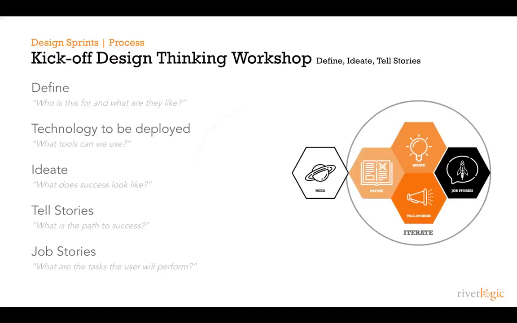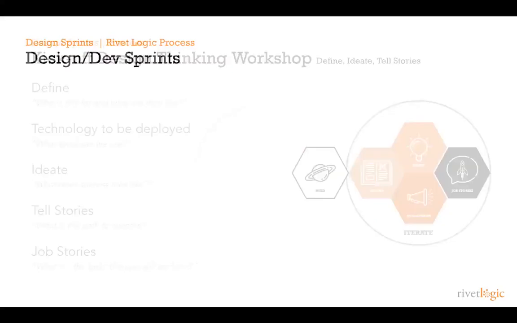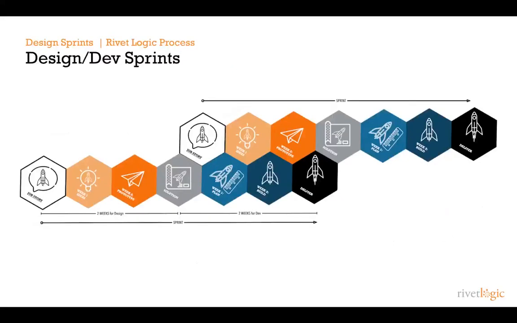We then move on to a design dev sprint cadence, where we take the job story from the design thinking workshop as designers. We come up with ideas on how to solve for that job story in week one, and then we prototype in week two so that we can create the solution that we can then pass to the developers. While the developers are doing their development sprint, we move on to the next job story and begin to come up with ideas and prototype that so that we're constantly filling the development backlog with new work to create, to develop.